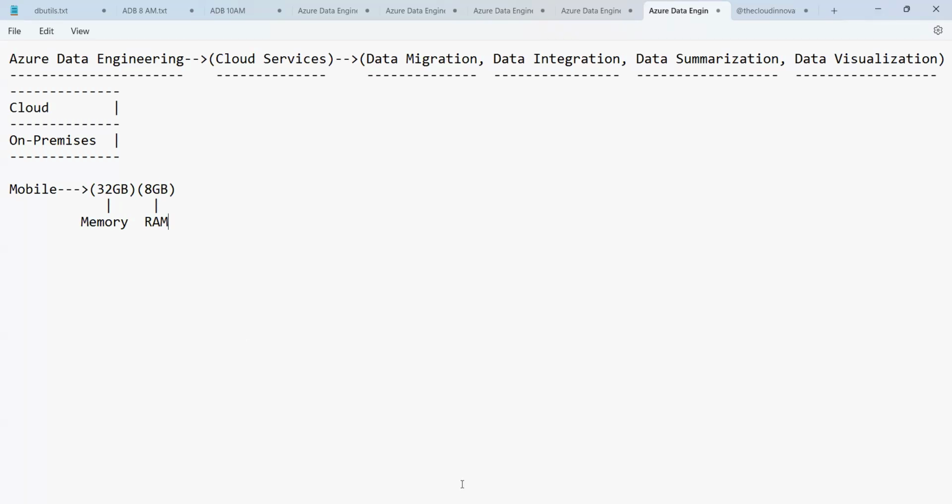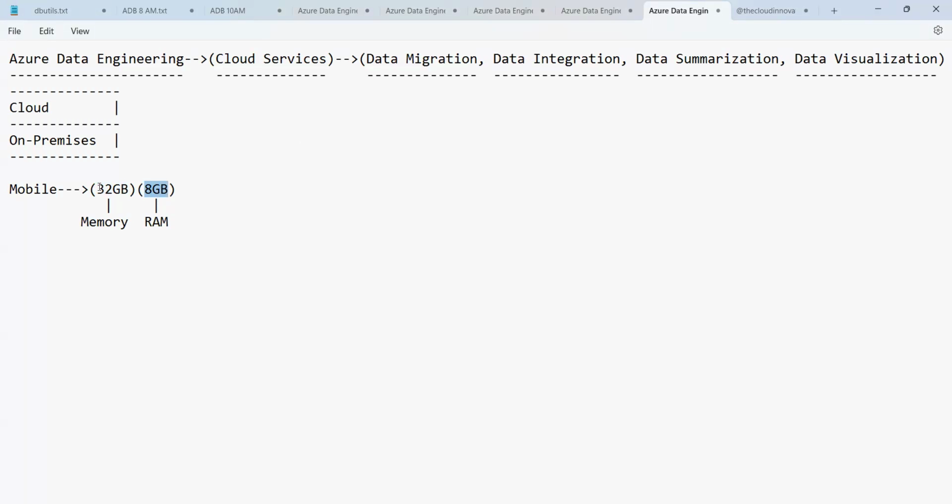Now tell me, what is the amount of data we can store in a mobile phone? Is it 8 GB or 32 GB? Please respond, everyone. We can store up to 32 GB, whereas 8 GB is the processing speed.